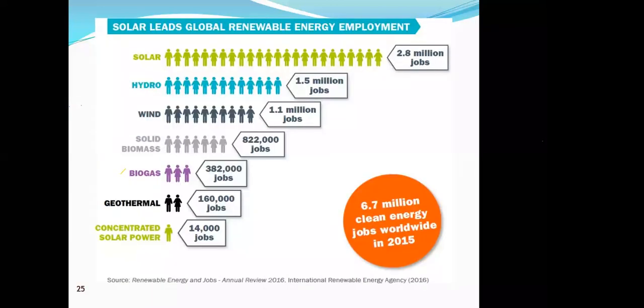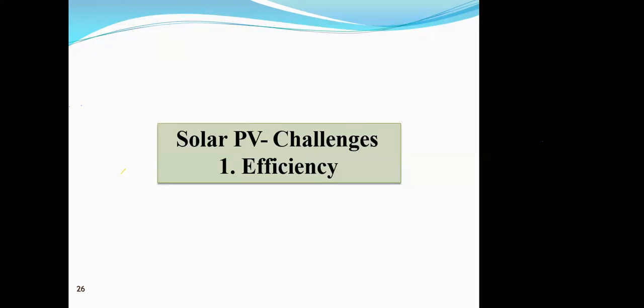For the students, jobs are important, so we can see how jobs are related to this area. There are a lot of jobs available in solar, hydro, wind, and solar is leading among these. All these are renewable energy sources. In solar, you can see 2.8 million jobs available in the world. This is data of 2015. So there are a lot of jobs in this area, and a lot of research is going on in this area.